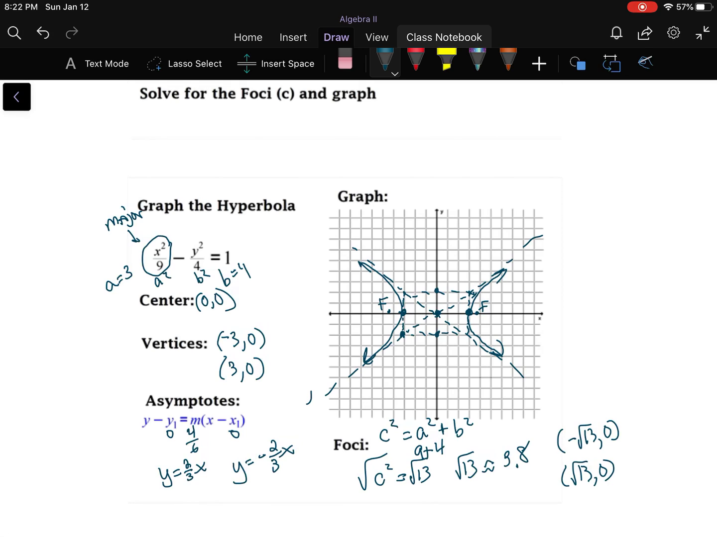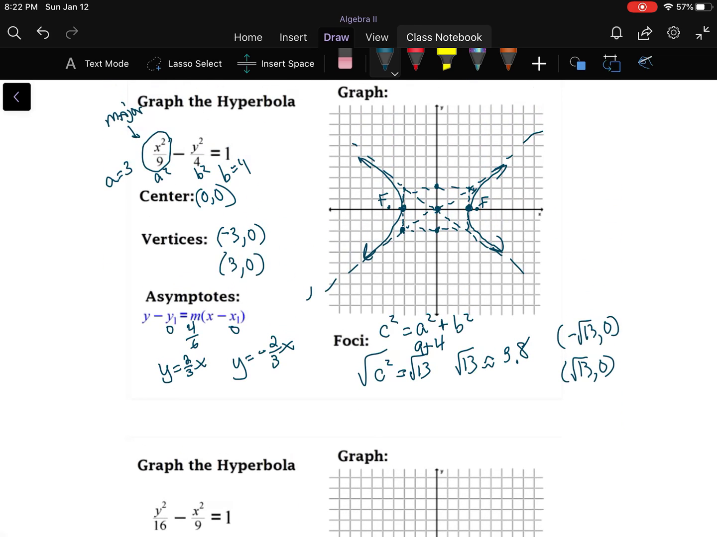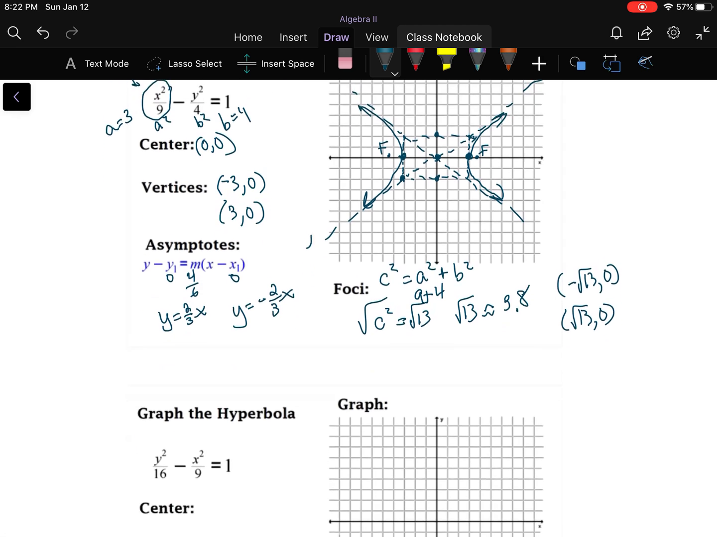Circles don't have foci. It's just the center.